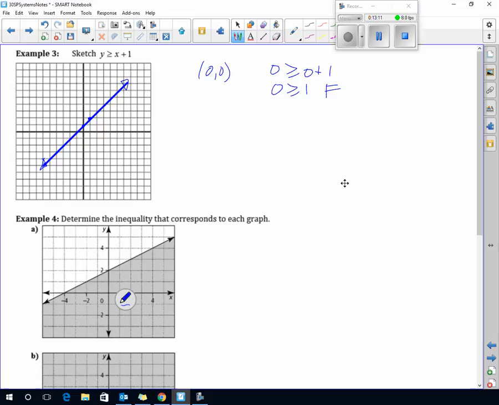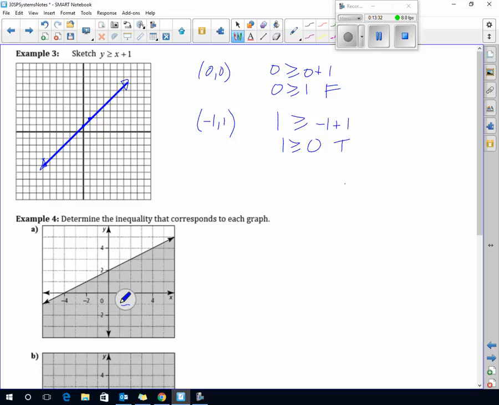So now I'm going to substitute 1 in greater than or equal to -1 plus 1. So 1 is greater than or equal to 0. Is that true? Yes. So now you verified it is, in fact, right there. Which makes sense because the y's are getting bigger on that side, right? Okay, so let's go on to example 4.